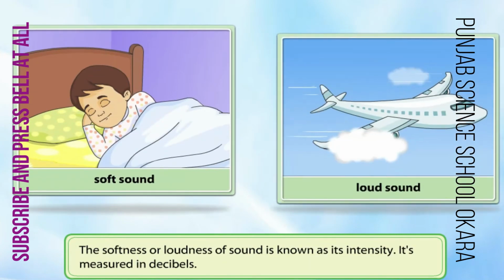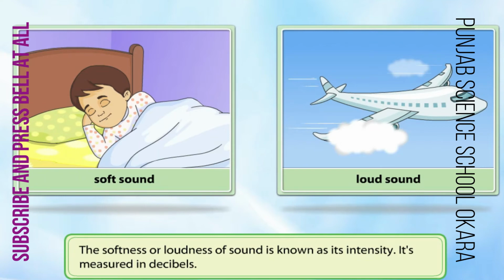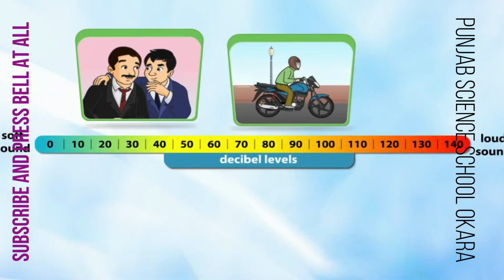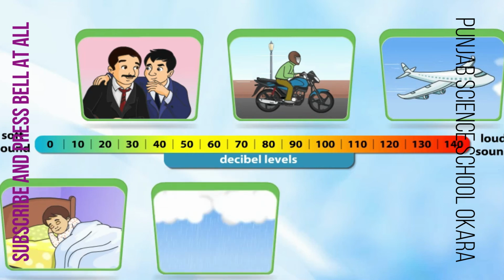The softness or loudness of sound is known as its intensity. It's measured in decibels. Now, what is noise? When a sound is loud, unpleasant, or disturbing, it is called noise. The louder the noise, the more harmful it is for your ears.